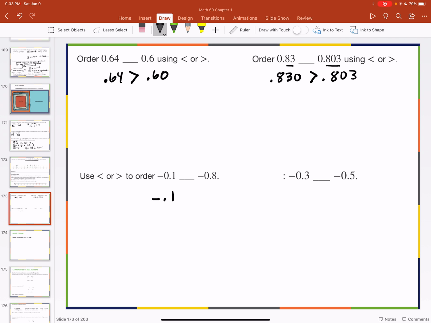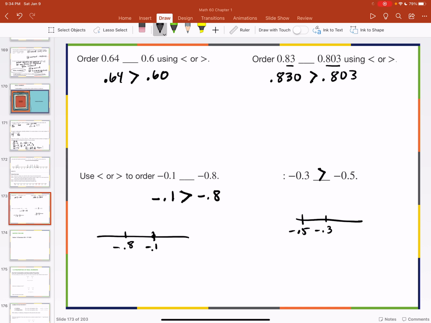Okay, how about this one? Is -0.1 greater than, less than, or equal to -0.8? Now this 0.8 is larger, but remember that in the negative direction, this is less. Because on the number line, -0.8 would be here and -0.1 would be there. So this one is to the right, so it's greater than. Similarly here, if you have -0.3, -0.5 is to the left of it. So -0.3 is actually greater than -0.5.